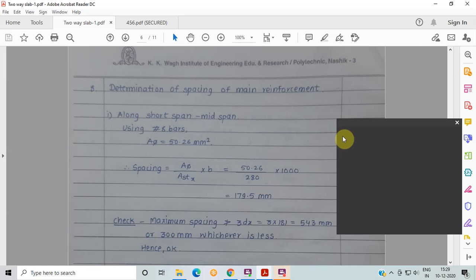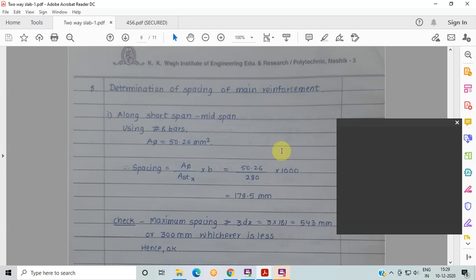Now distribution steel. In two-way slab, main steel is to be provided along both the directions in the middle strip. But what about the edge strip? In the edge strip, we can provide distribution steel. So let's use 8 mm bars and calculate spacing of distribution steel. So how much is the area of distribution steel? It is 0.12%, same as that of AST minimum. So that value is coming as 240 mm square. Calculate the spacing with the same equation as that of main steel, and we are getting 117.